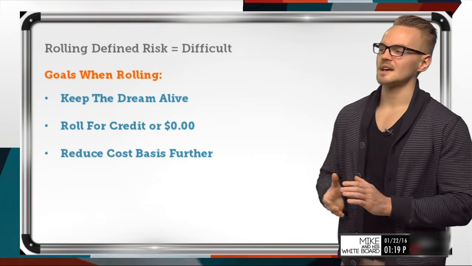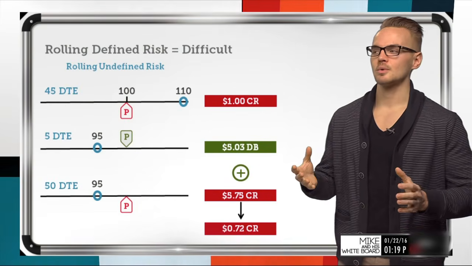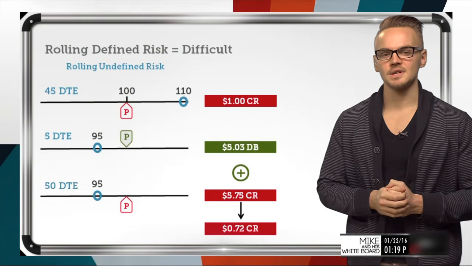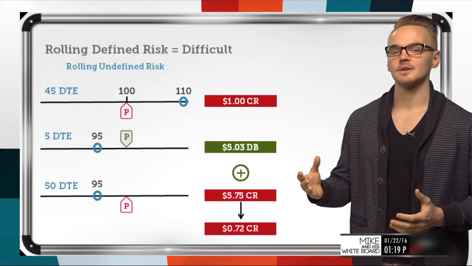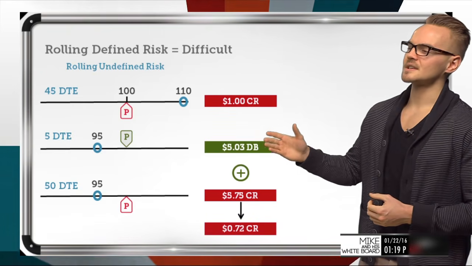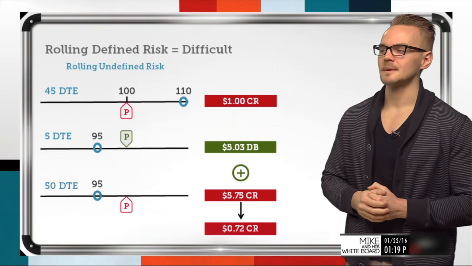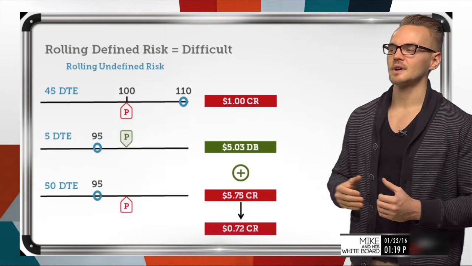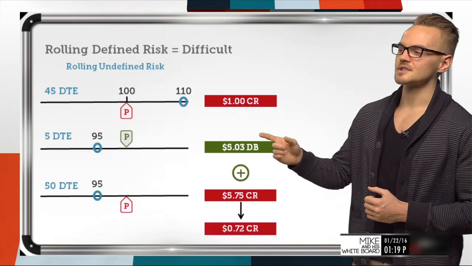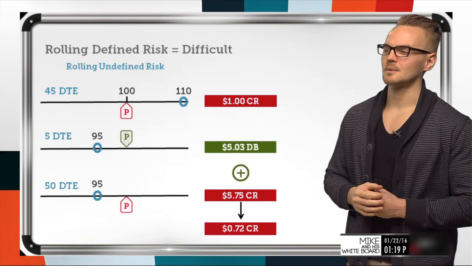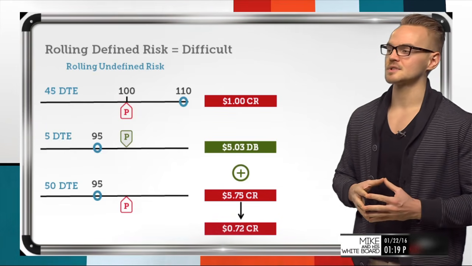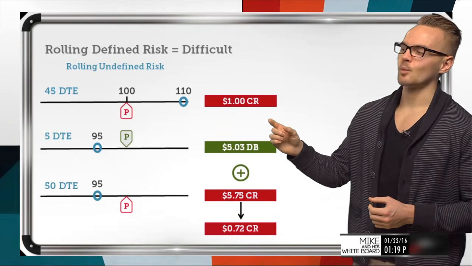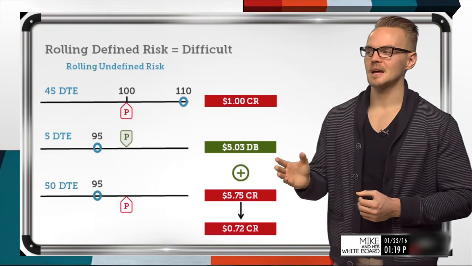So let's go to the next slide here, and we'll talk about how we roll undefined risk trades, which is going to show you how quick and easy it will be when you're looking at undefined risk trades. So on the top here, you can see that we've got a trade. So let's say we're selling a put at the 100 strike. We've got our stock price at 110 there, and we've got the perfect 45-day till expiration time frame. So let's say I collected a $1 credit for that. So I'm 10 points away.